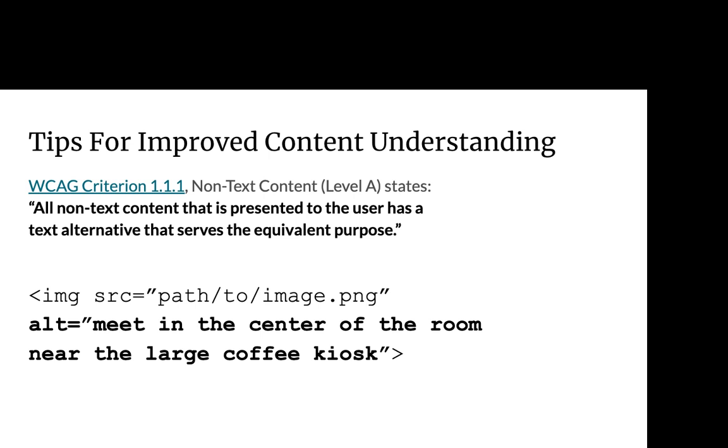Then we have tips for improving content understanding as an actual developer. The very first WCAG criterion is something that you probably have a clear picture of now, throughout the course of everything that we've already talked about. All non-text content that is presented needs to be available in a text alternative, so that users who require that text can get that information. The most obvious version of this would be the image and the image requiring alt text. Alt text should be the equivalent of what the user would have gotten from the image.